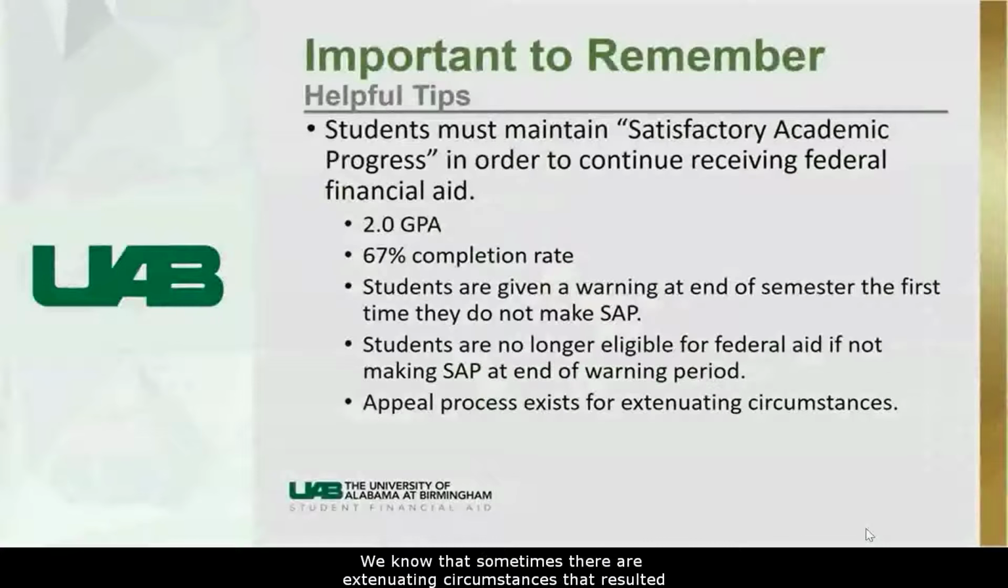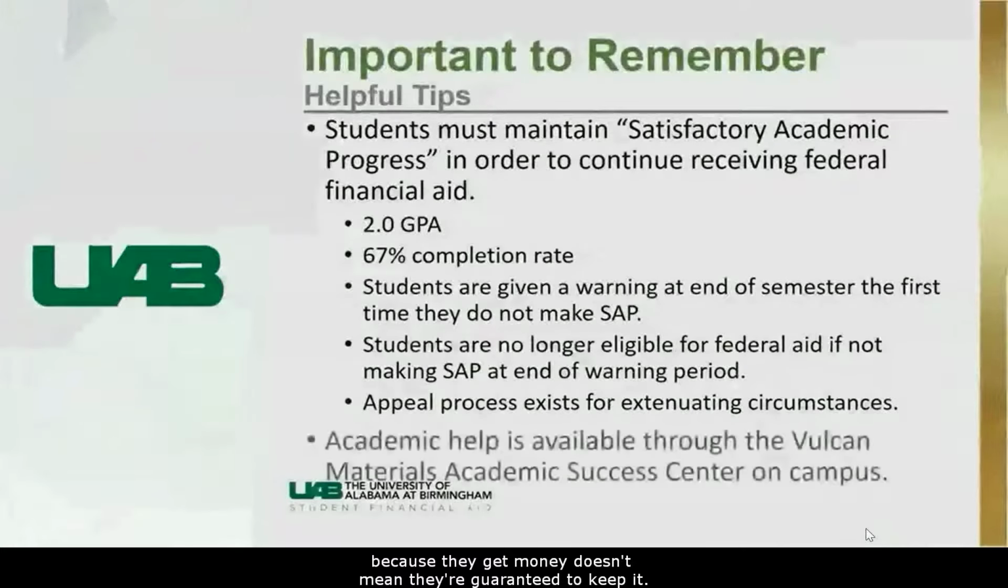We know that sometimes there are extenuating circumstances that resulted in the student's inability to do well in class. Maybe there was a health issue or something like that. In those cases, there is an appeal process that exists, but it's a whole lot easier just to know going in, this is what I've got to do and to work to get there. And that way you don't have to worry about the appeal process, but just do know and make sure your students know that just because they get money doesn't mean they're guaranteed to keep it. They've got some obligations to meet as well.